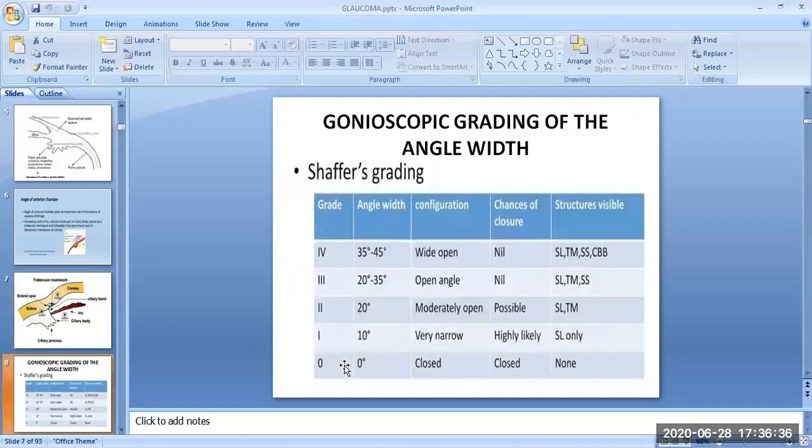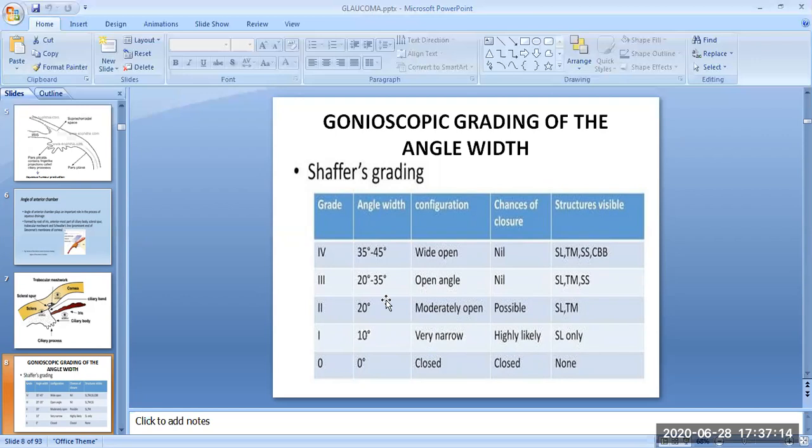This angle width varies in different individuals and plays a vital role in the pathomechanism of different types of glaucoma. Clinically, the angle structures can be visualized by gonioscopic examination, and then we'll study the gonioscopic grading of the angle width. Various systems have been suggested to grade angle width. The most commonly used is the Schaeffer system of grading, and this is given in this table.